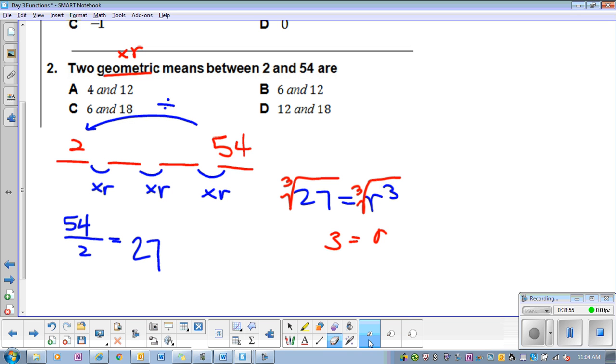So that means instead of times r times r times r, well, now we know it's just times 3 times 3 times 3. Does that make sense? Yeah. What's 2 times 3? 6. What's 6 times 3? 18. So what is your answer? What are the two numbers between 2 and 54? C. Okay? Pretty good, right? Isn't that one fun? It's like a puzzle.